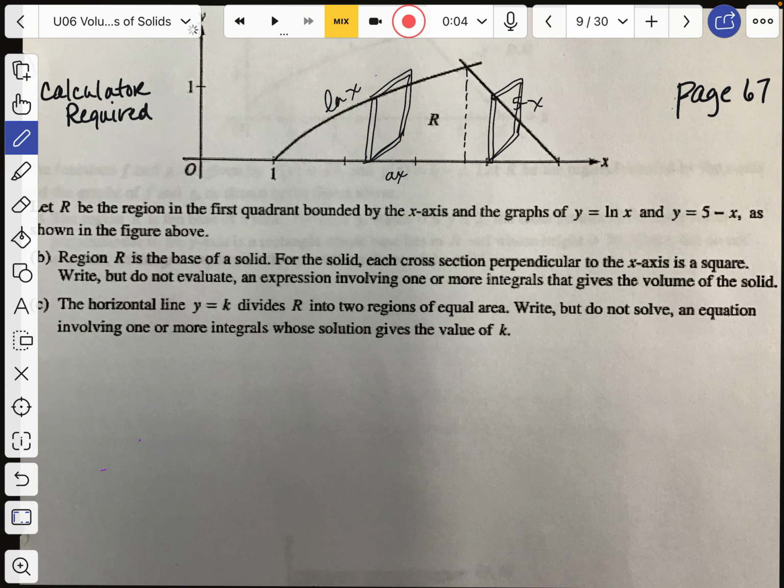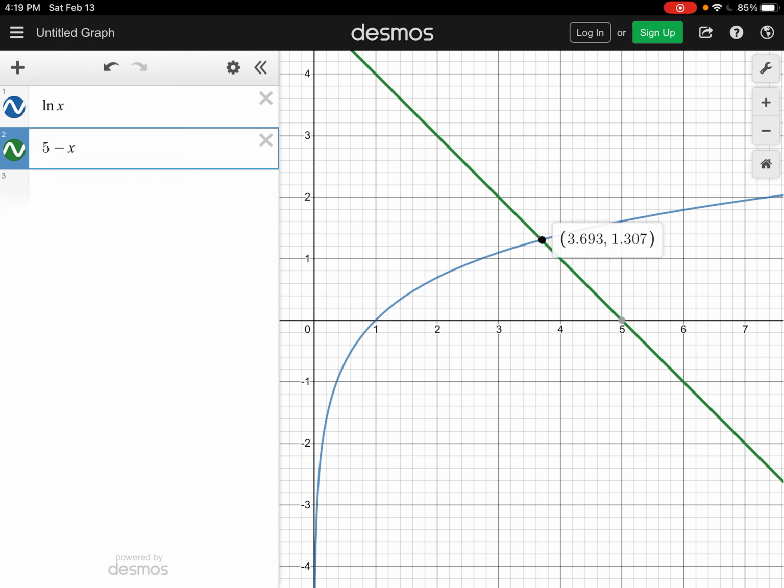All right, so we do need to go to a graphing calculator to find out what this point is. We're going to call this point A comma B, and we're just going to tell the AP grader what we think the A and B values are. I've already typed the equations into Desmos, natural log x and 5 minus x, and if you click on the intersection, it'll give you those coordinates. So 3.693 and 1.307.